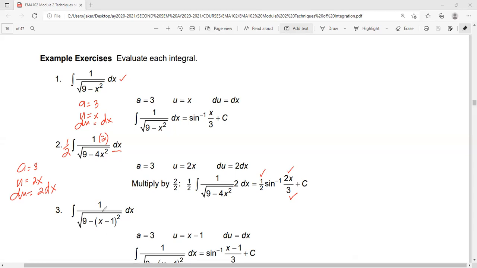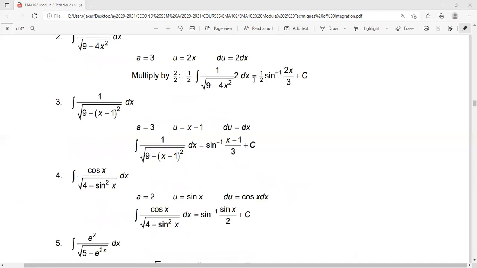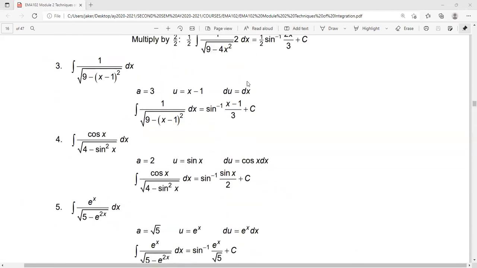Now, here in number 3, I'd like to scroll up a little. Oh, sorry. Here. Okay, here in number 3, it's quite similar to the first 2. Your a is still 3. Your u is x minus 1, because you have it squared. So your du is dx. So no problem. You have already the dx. So same thing. Arc sine of u, this time it's x minus 1 over a, which is 3.